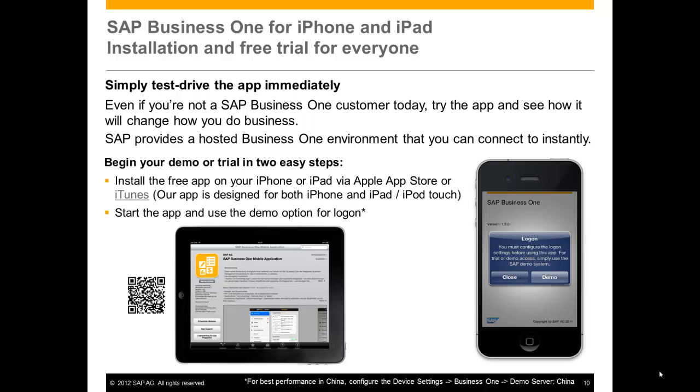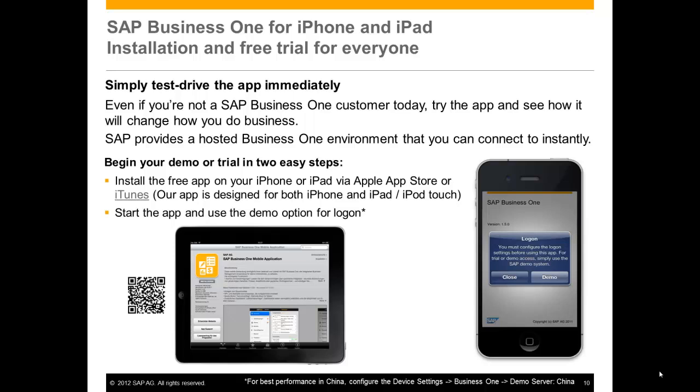Step 1. Install the free application on your iPhone or iPad via the Apple App Store or via iTunes. The one application is designed for both the iPhone and the iPad, and you can also use it with a Wi-Fi enabled iPod Touch. So you start the application and then use the demo option for logon. And we've included a quick response code here, which will give you the ability to snap that quick response code, and it will take you directly to the Business One application.